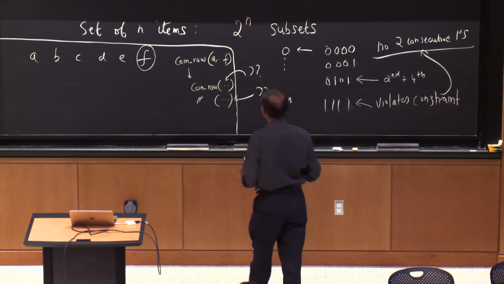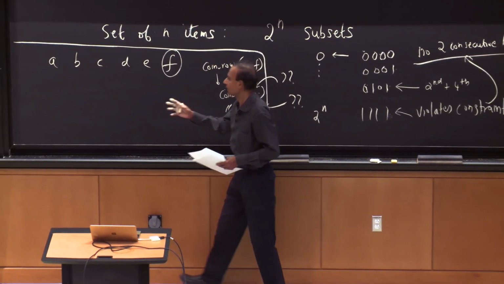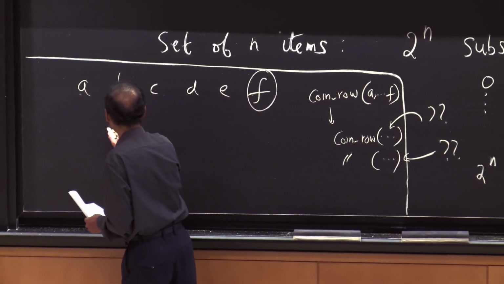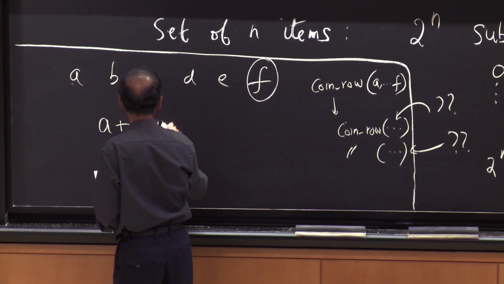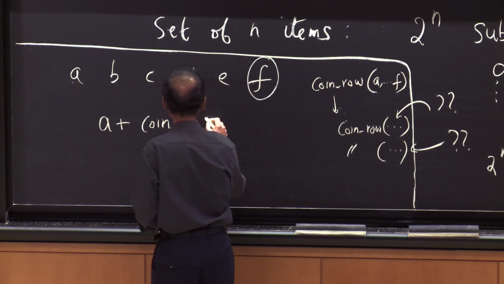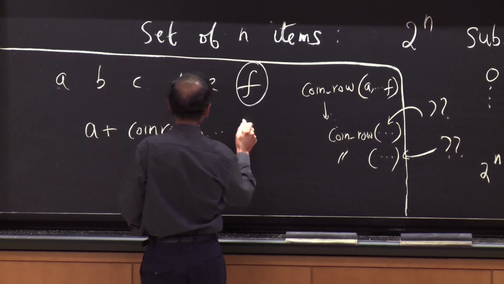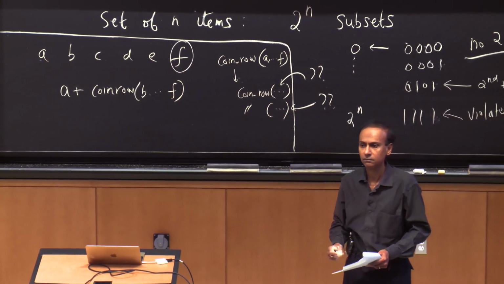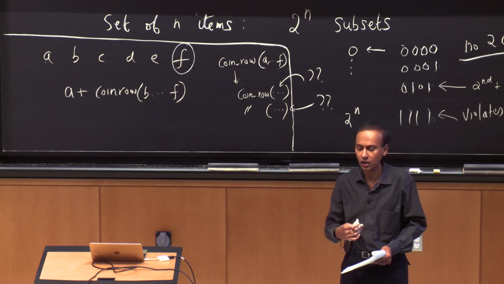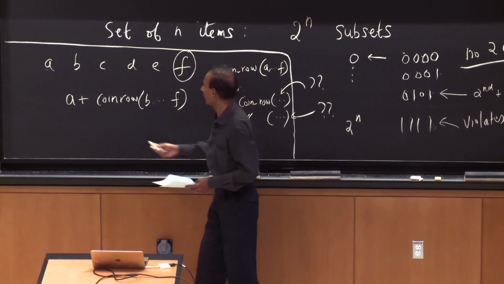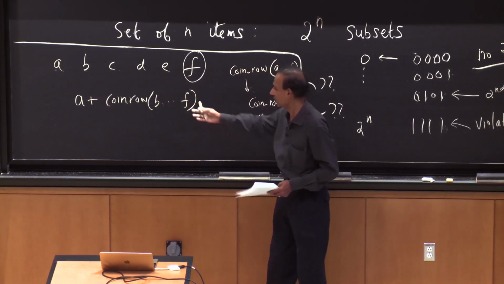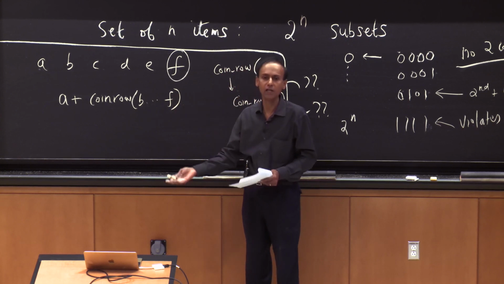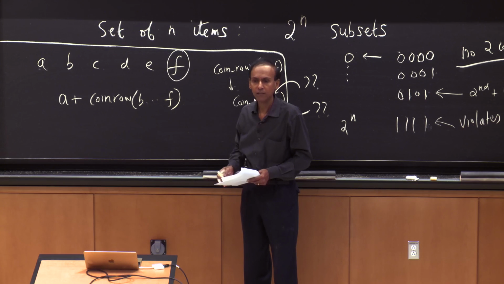But you have to be a little bit careful here, because when you make the recursive calls, would this work? If I did something like A plus coined row B through F, what would happen? Say I return A plus coined row B through F, and I still need a base case, so this would complete. If I ever have an argument of length 1, I return that argument. So what would happen with this code? Any ideas?